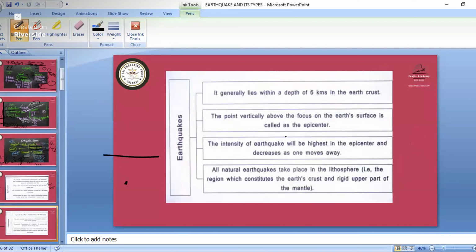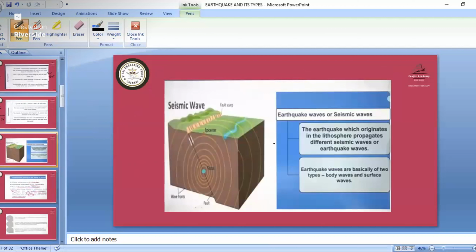And the point vertically above it, exactly perpendicular, at 90 degrees, is known as the epicenter. On the earth's crust, where the sudden earthquake is felt, that is the epicenter. The intensity of an earthquake is highest at the epicenter and decreases as it moves away. All natural earthquakes take place in the lithosphere, the region which constitutes the earth's crust and the rigid upper part of the mantle. The lithosphere you all studied means the full crust and some parts of the upper mantle.